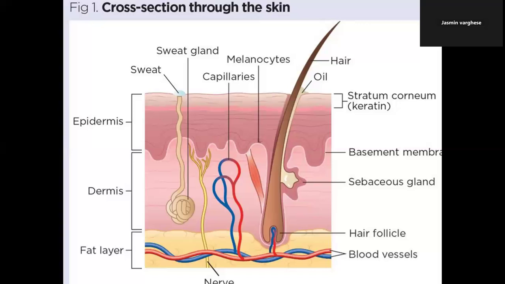Then the last layer is also known as the fat layer, that is the hypodermis. In the last layer, we can see the blood vessels, etc. And at the end of the dermis, you can see the hair follicle.